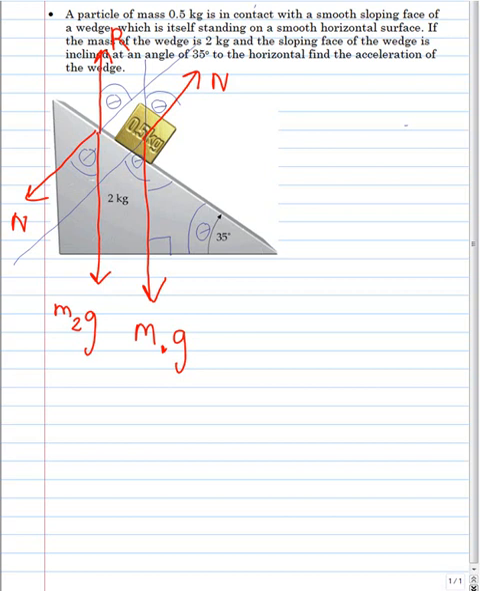Now we've drawn all the forces. The next thing to do, of course, is to draw on the accelerations. And this is where I'm going to use a non-inertial frame to solve this. I'm going to jump into a non-inertial frame that is actually accelerating with the wedge, because it turns out this makes the mathematics a little bit easier to solve.